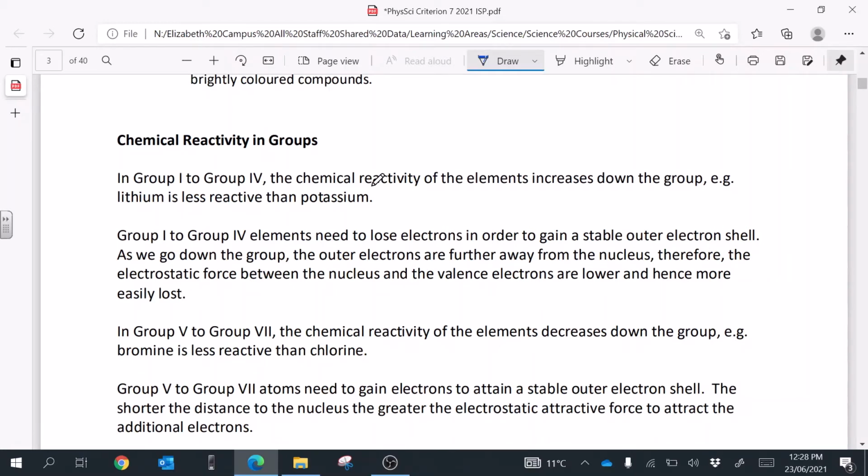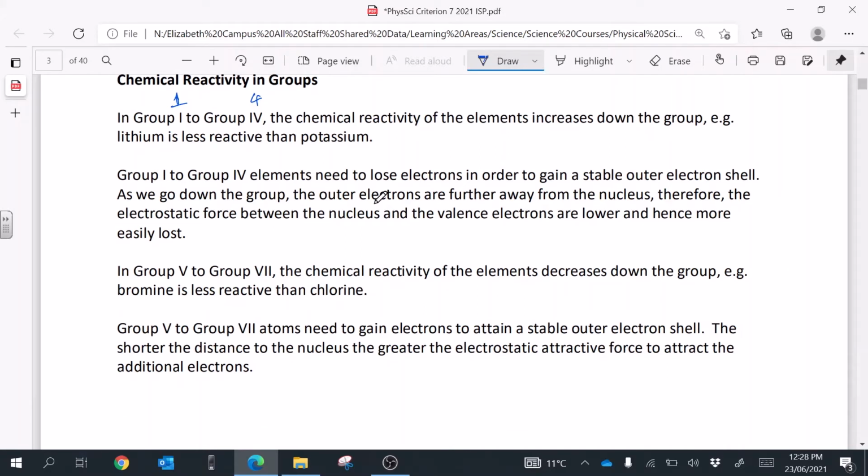Chemical reactivities in groups. In groups 1 to 4, the chemical reactivity of the elements increases down the group. For example, lithium is less reactive than potassium, and we actually saw that in a reaction in one of our sessions. Group 1 to 4 elements need to lose electrons in order to gain a stable outer electron shell. As we go down the group, the outer electrons are further away from the nucleus, therefore the electrostatic force between the nucleus and the valence electrons is lower and hence they are more easily lost.